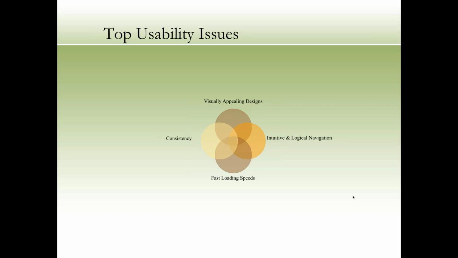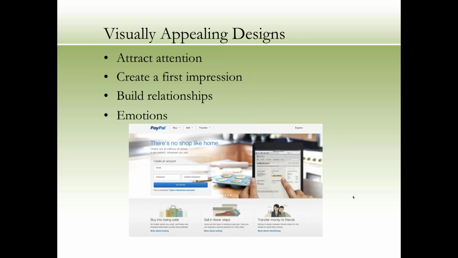And lastly, consistency is one of those top usability issues that we find. And we're going to talk about each of these areas and what we mean in the next few slides. So the first item that we find when we do these website reviews is that a website is not visually appealing.